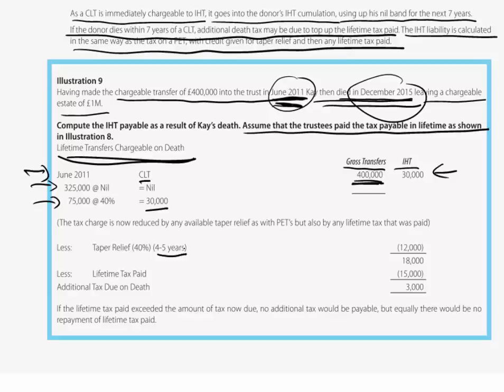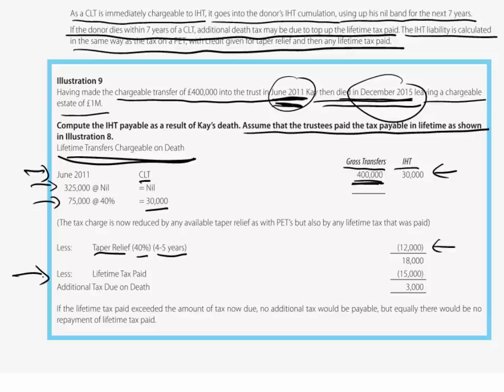Look it up if you need to on the table provided. That's 40% taper relief, which is now deducted. 40% of 30,000 is 12,000, bringing you down to 18,000. It is at that point, following the usual deduction for taper relief, that you then deduct the amount of any lifetime tax that was paid.